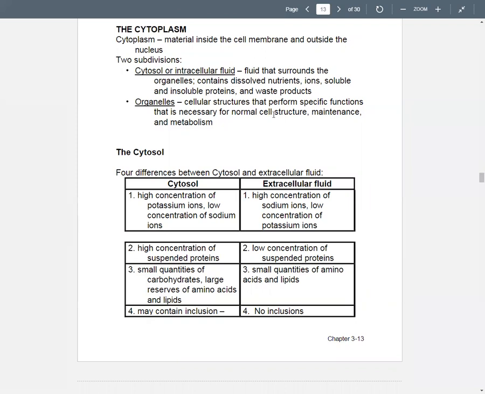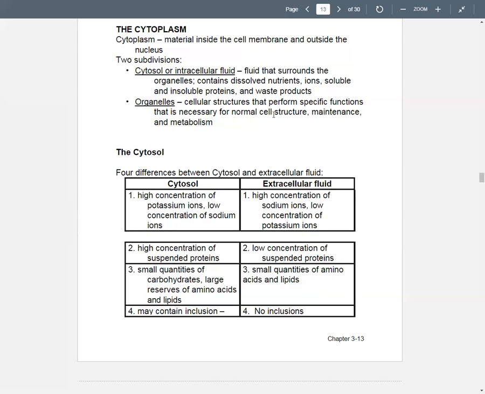Two main divisions of the cytoplasm. You have the cytosol, which is the fluid, or intracellular fluid. It surrounds the other main portion, the organelles. So that cytosol is going to have the organelles in it, the nutrients, ions, other proteins, other waste products that are dissolved in it. The organelles are your cell structures, and they all have different functions.